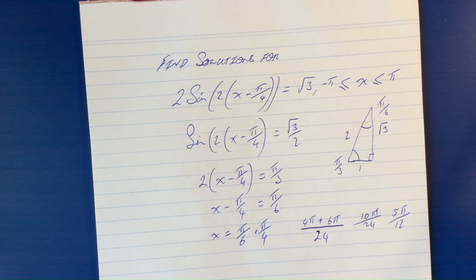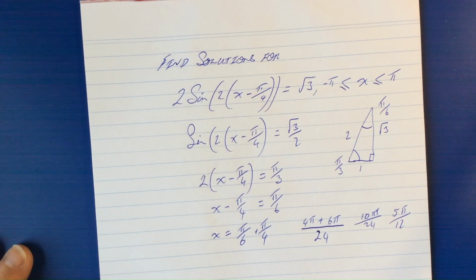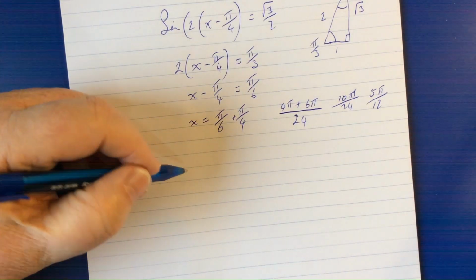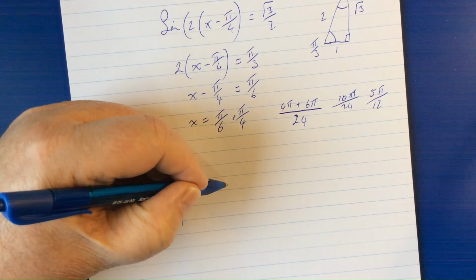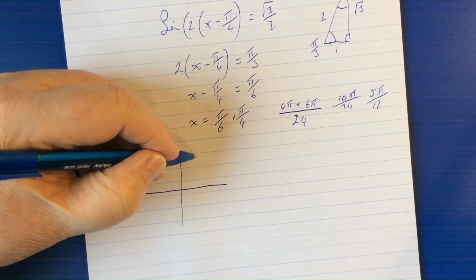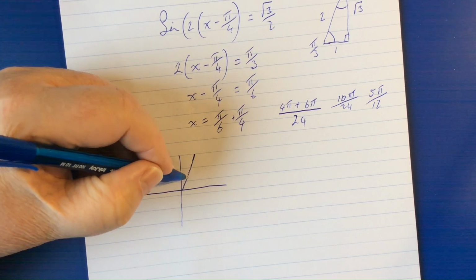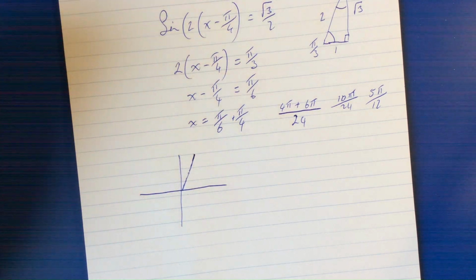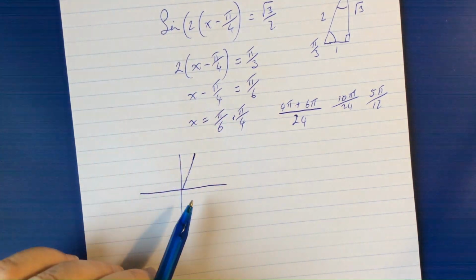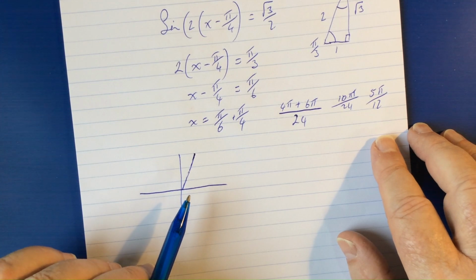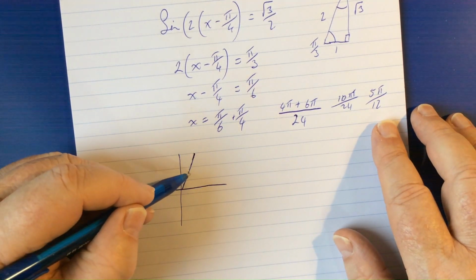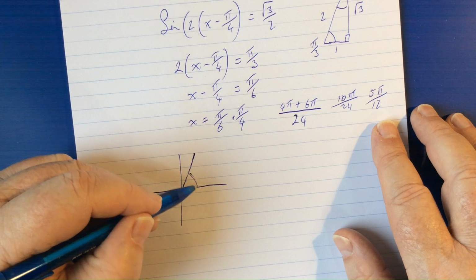Now, we found a value for this. We need to check about other values. So, the next thing that we do is we resort to our old friend, the unit circle. Now 5 pi on 12 is up here somewhere, round about there. We don't have to be precise. And the value of the angle is this.